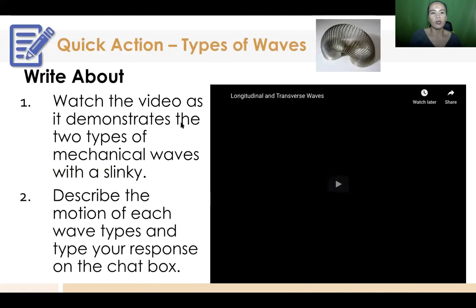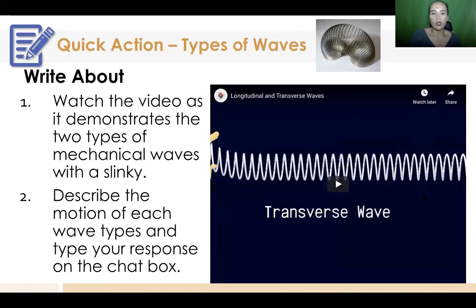All right? So before we start, let's take a look at a short demonstration of how these mechanical waves look using a slinky. Describe the motion of the wave and type a response in the chat box. You just have to type your response in the chat box or write it on your paper. What's the difference between transverse and longitudinal waves?